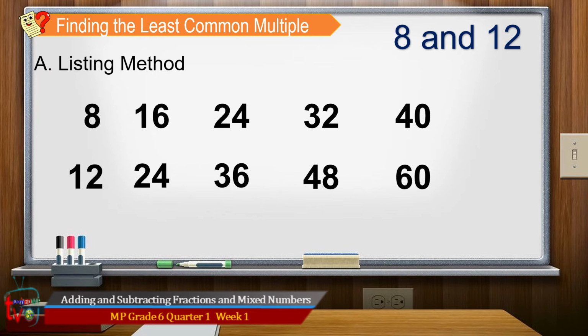After listing down the multiples of 8 and 12, it's now time to find the least common multiple. What do you think is the least common multiple of 8 and 12? Yes, it is 24.